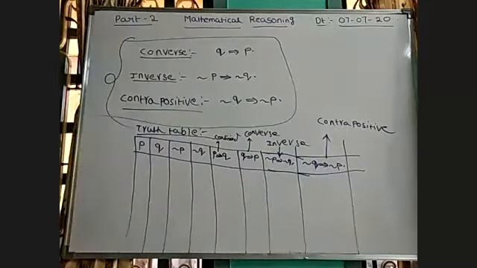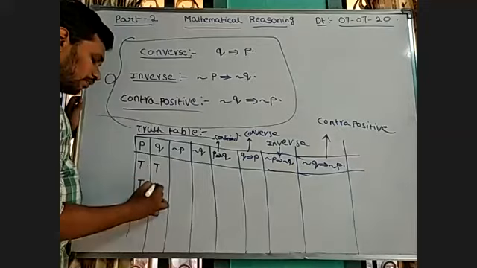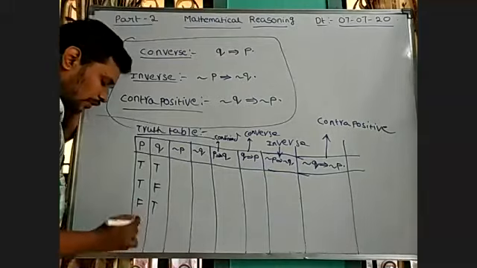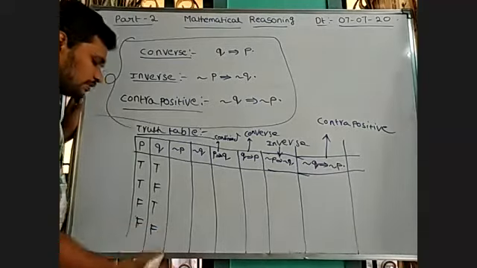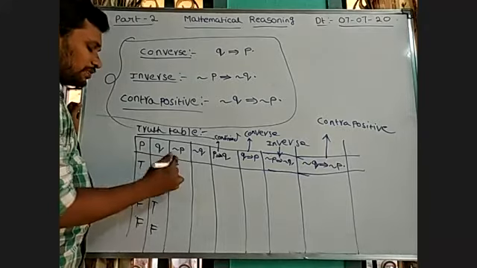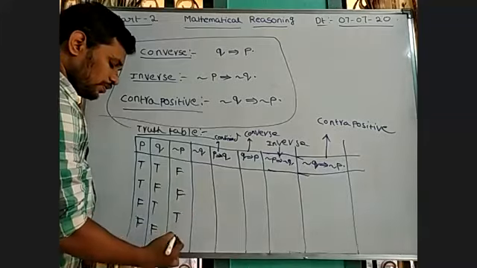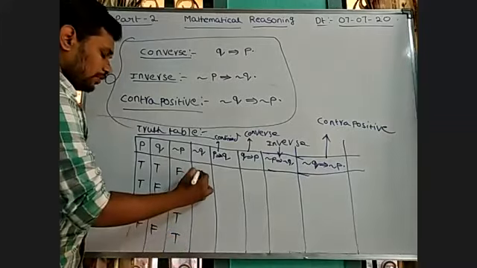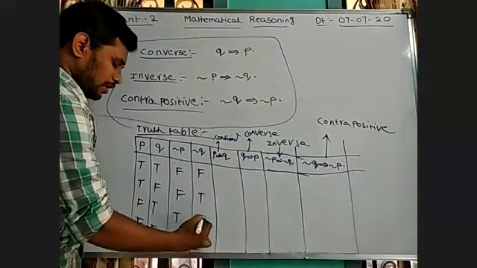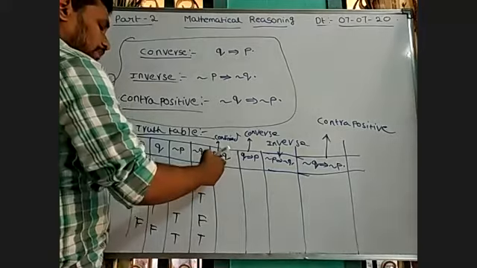First, for P we take: true, true, false, false. Negation of P is the opposite, so false, false, true, true. For Q we take: true, false, true, false.